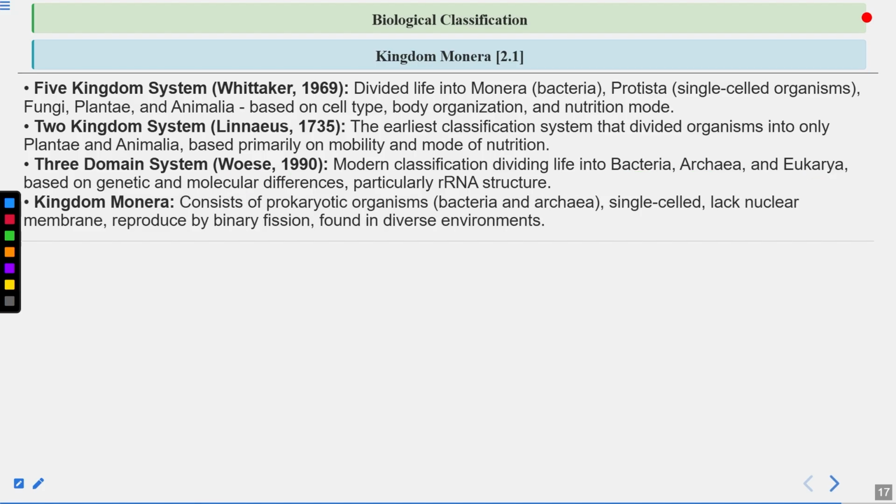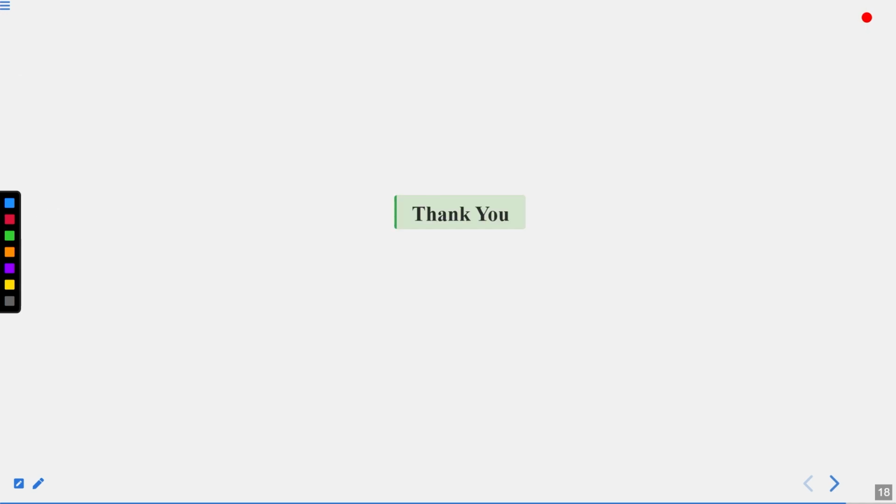Now we talked about the kingdom Monera. This consists of the prokaryotic organisms. It consists of the true bacteria and the archaebacteria. They are single cell, which means they are unicellular. They lack the nuclear membrane. They reproduce by binary fission and they are found everywhere. So this was the end of the theory.